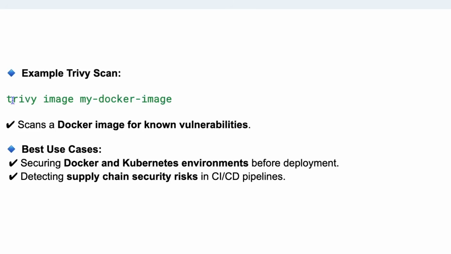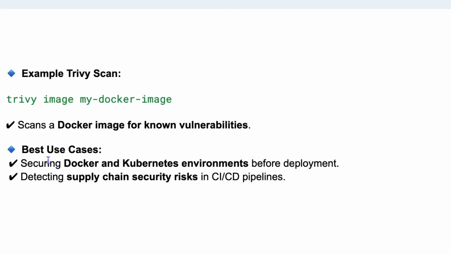The example command is very similar to the other one with Grype, except we actually have to declare that we want to scan an image here. So trivy image, and then give it my Docker image. So it scans it for known vulnerabilities. We can use it to secure Docker and Kubernetes environments before we deploy them. We can also use it to detect supply chain security risks in CI/CD pipelines, continuous integration, I want to say continuous integration, continuous development or deployment pipelines. So it's a very, very important use case, again, because you want to make sure everything is secure before it's actually deployed to the world or before you use it yourself, right?